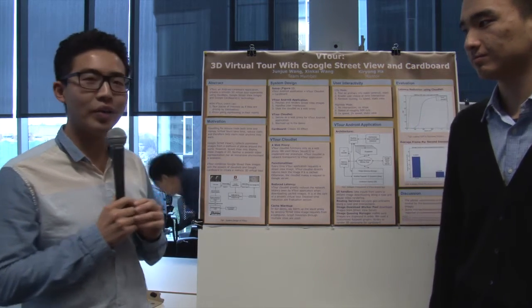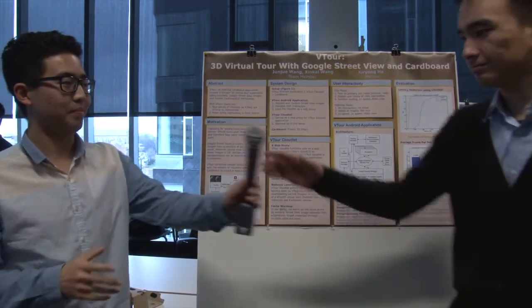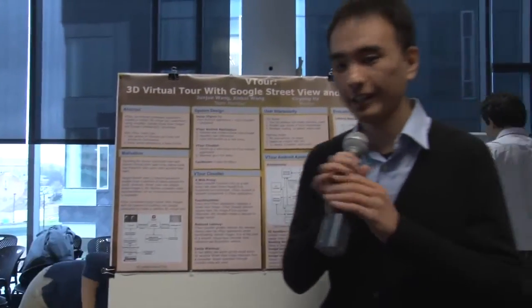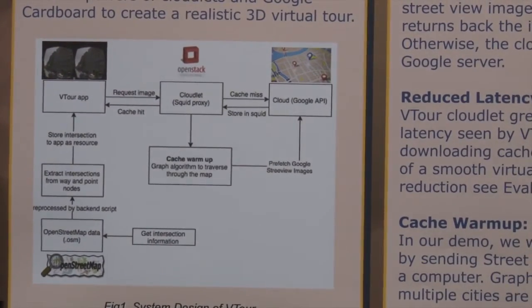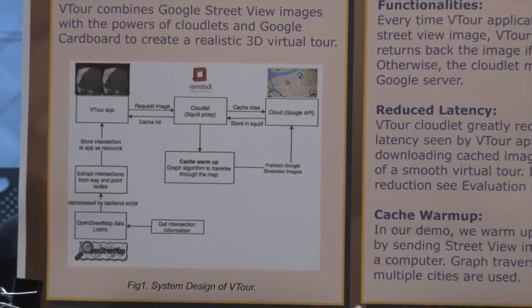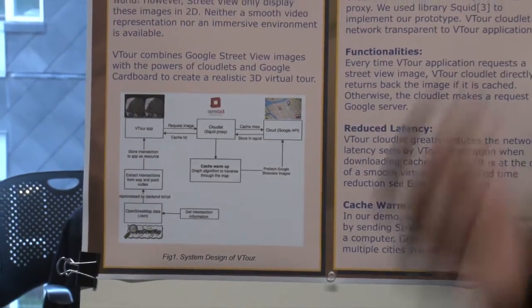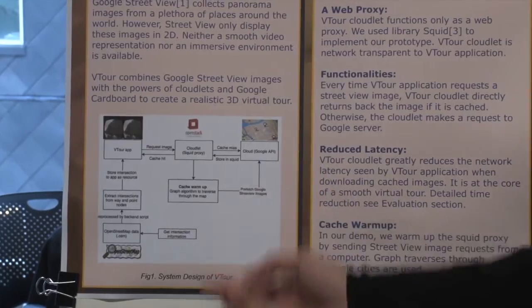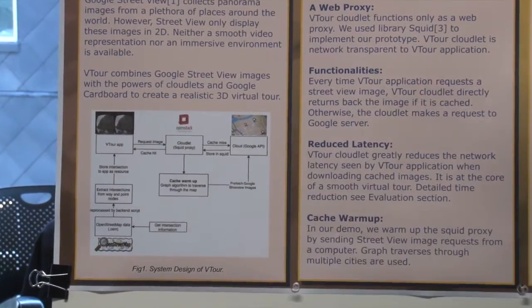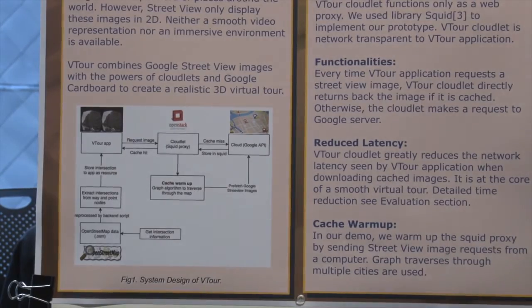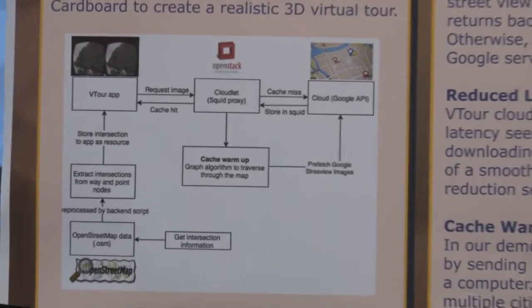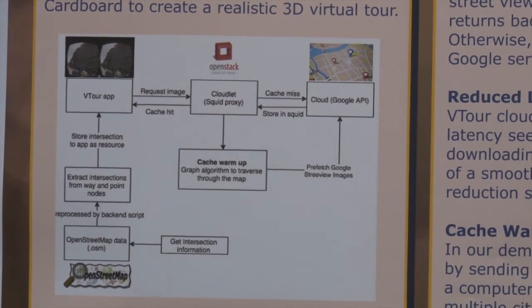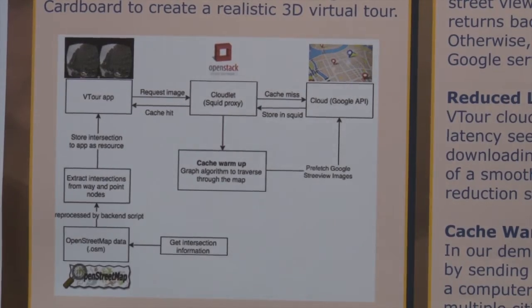And here we're going to go into how we actually designed the system. All right, so basically we have two main parts in our system. The first is our V-Tour app, which is an Android Cardboard application, which does the image rendering as well as all the dynamic routing. And then we also have Cloudlet, which is the most important part of our app, since we store all these 3D images from Google, and then when users open up our app, it can directly fetch all this data from Cloudlet.